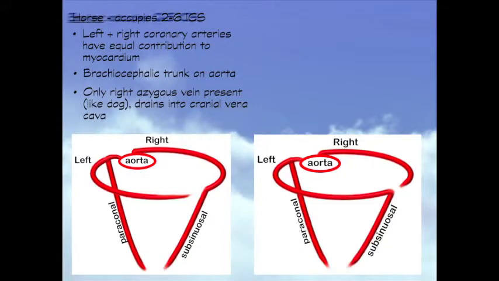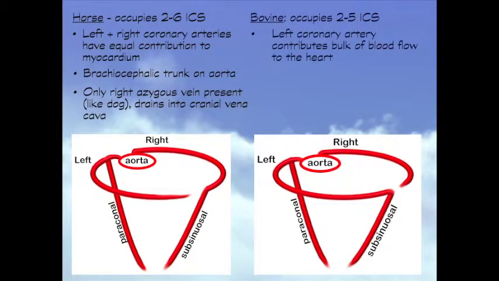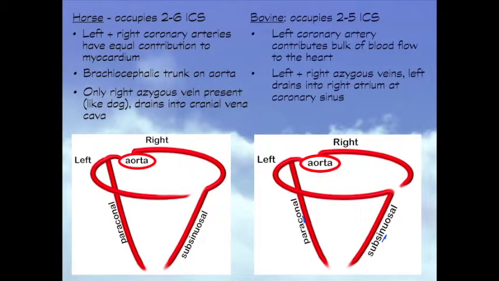So we compare that with the bovine. The bovine heart occupies the 2nd through 5th intercostal space. We're going to see that just like in the dog, the left coronary artery contributes the bulk of the flow, giving off the paraconal branch, continuing as the circumflex, and then also giving off the subsinuosal branch. Okay? We're going to see that in the bovine, they have both a left and a right azygous vein, the left draining into the right atrium at the coronary sinus.